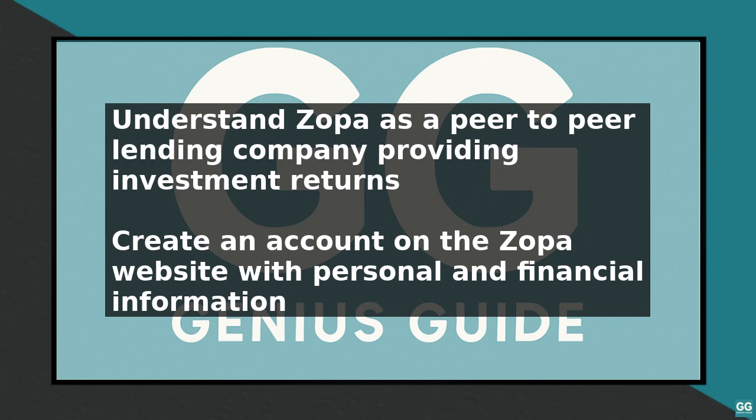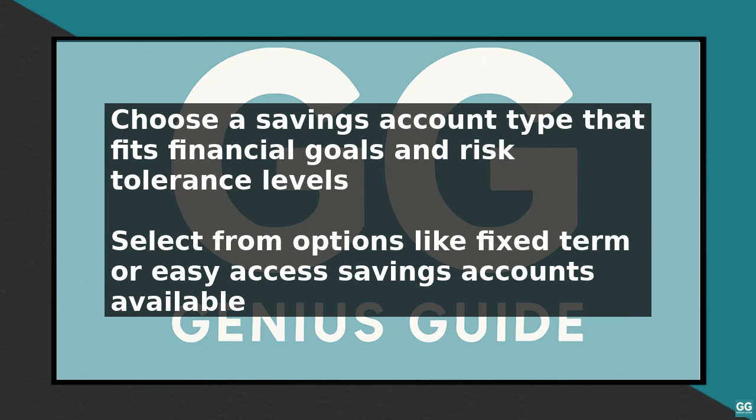To get started, go to the Zopa website and sign into your account. If you do not have an account, you will need to create one by providing some personal and financial information. Once you are logged in, you will see an overview of your account, including any existing savings or loans.